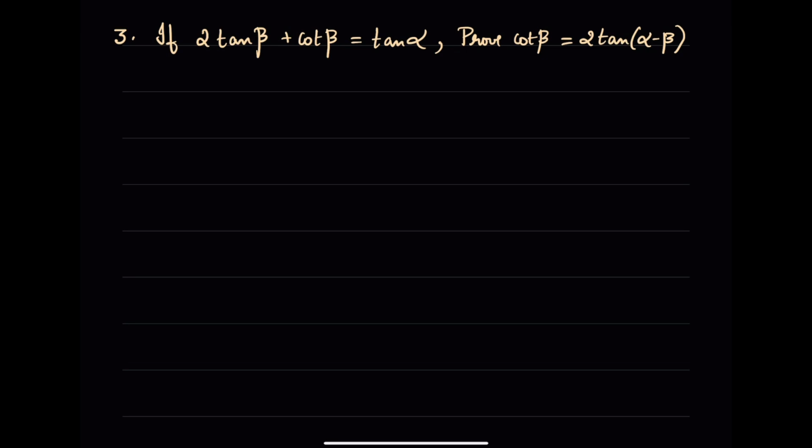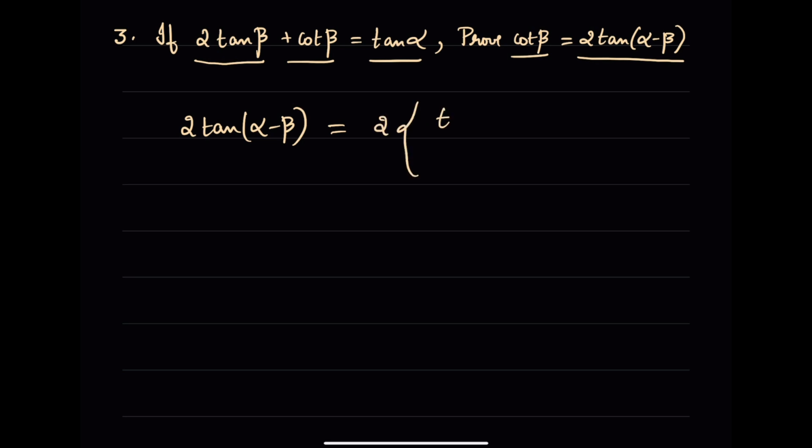Now in the third question, tan alpha is equal to 2 tan beta plus cot beta. Using this information, we have to prove that 2 times tan of alpha minus beta is equal to cot beta. Now let's apply the formula of tan of A minus B. So this will be 2 times tan of alpha minus beta. So this is equal to 2 times tan alpha minus tan beta divided by 1 plus tan alpha tan beta.